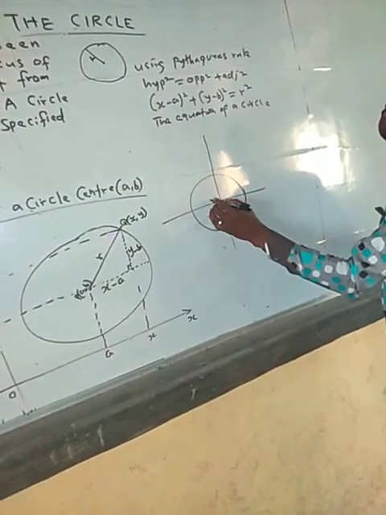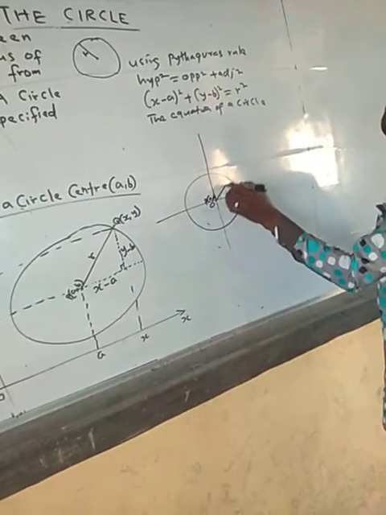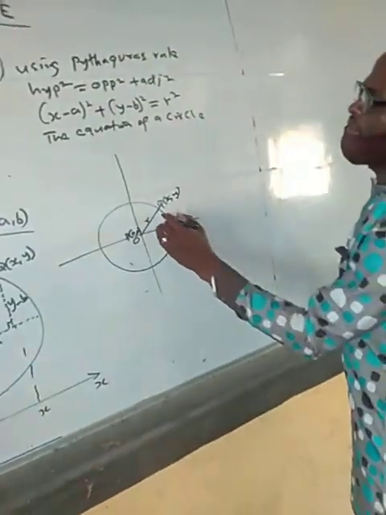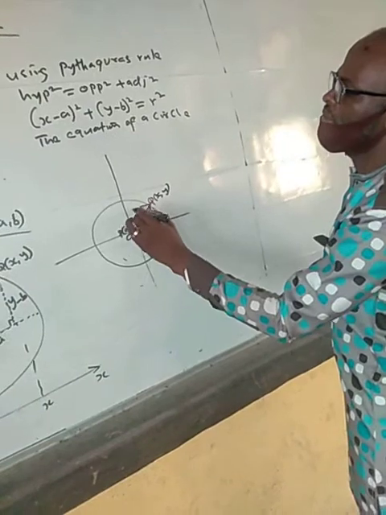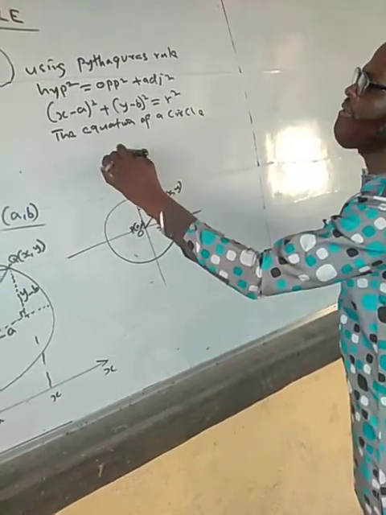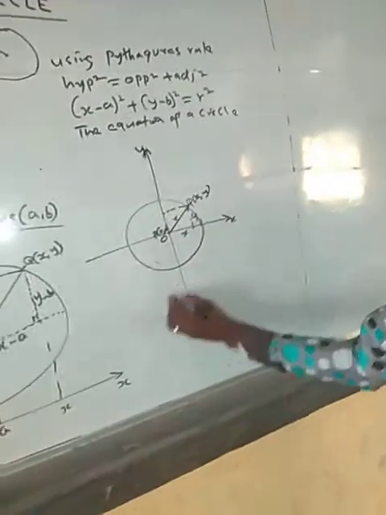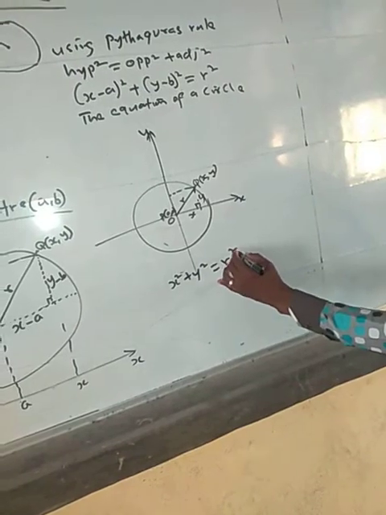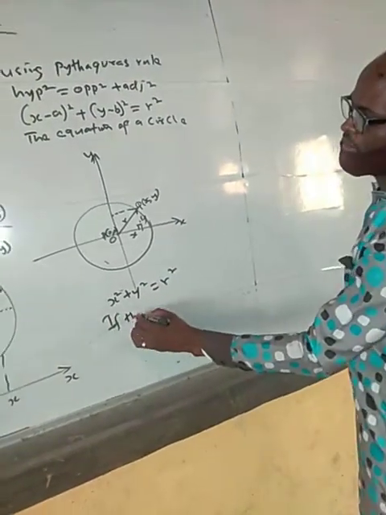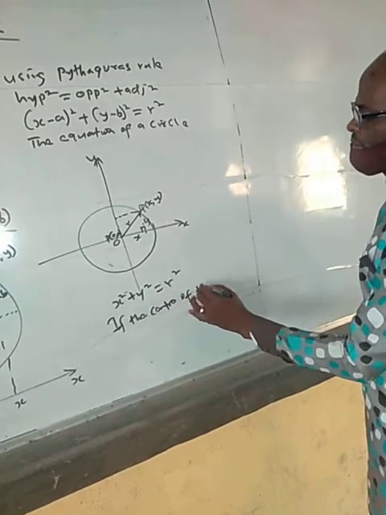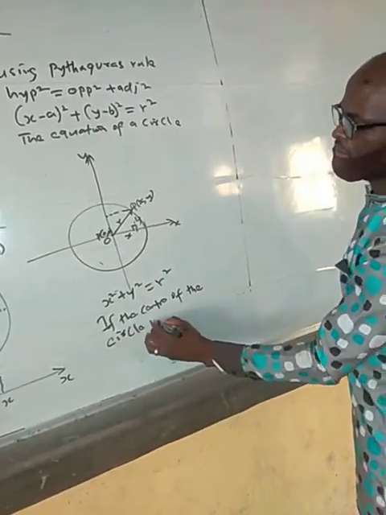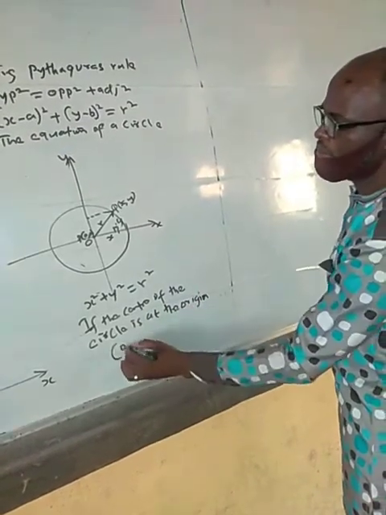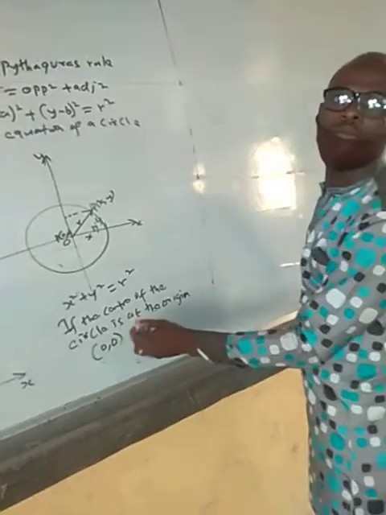Now, if the center of the circle is at the origin, that means your center P will be 0, 0. Now we have your radius here. Let's call this coordinate point Q, X, Y. This is your Y axis and this is your X axis. Using Pythagoras theorem, x squared plus y squared will give you r squared. This condition is if the center of the circle is at the origin, and your origin is 0, 0.